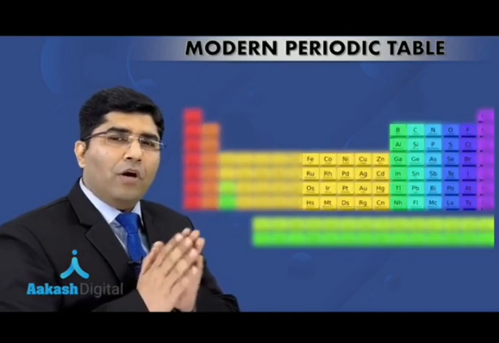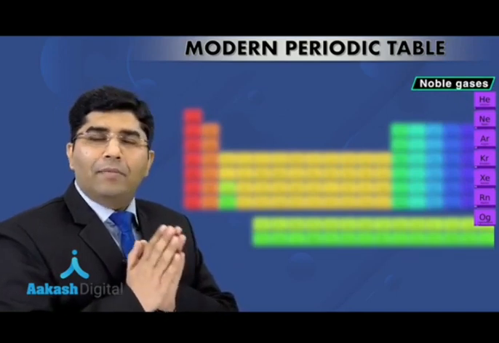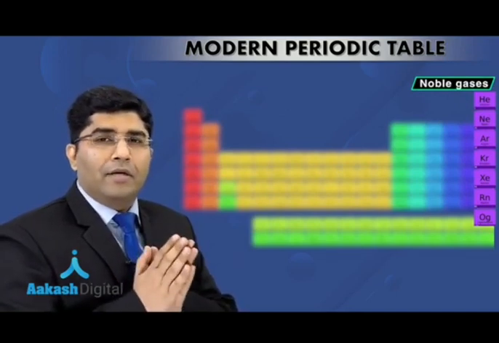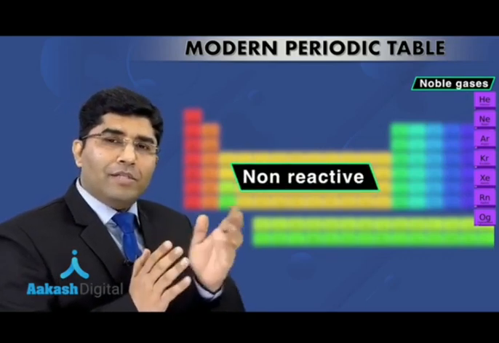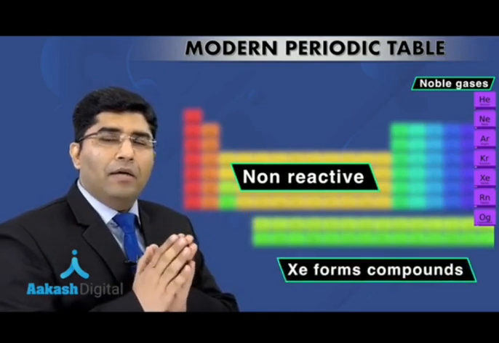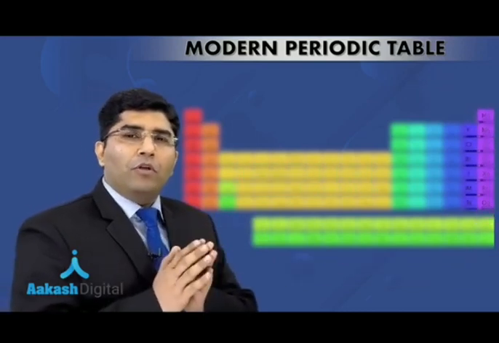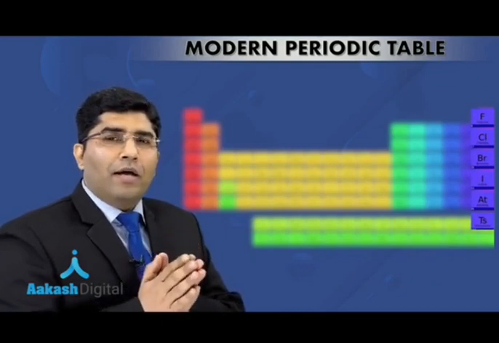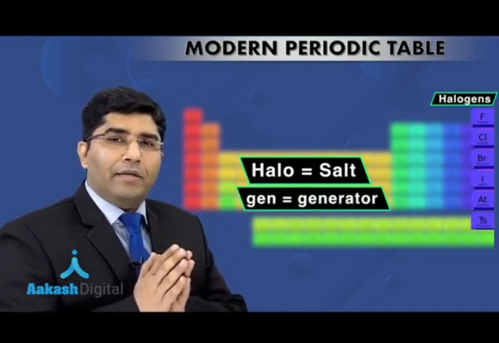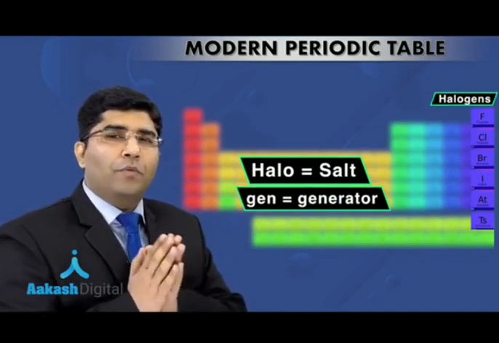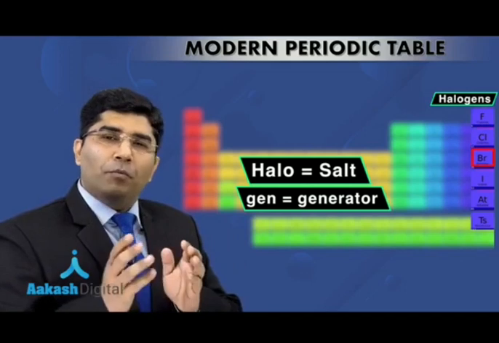If we talk about the 18th group, the group number 18 is called noble gases. The elements are called noble gases or inert gases because they do not react with any other element. But you will study that xenon can form the fluorides also and oxide also, right? If we talk about the group number 17, this is called halogen. Halo means salt and gen means generator. It means that they are salt producers. So we know that the salts are fluoride, chloride, bromide and iodide.